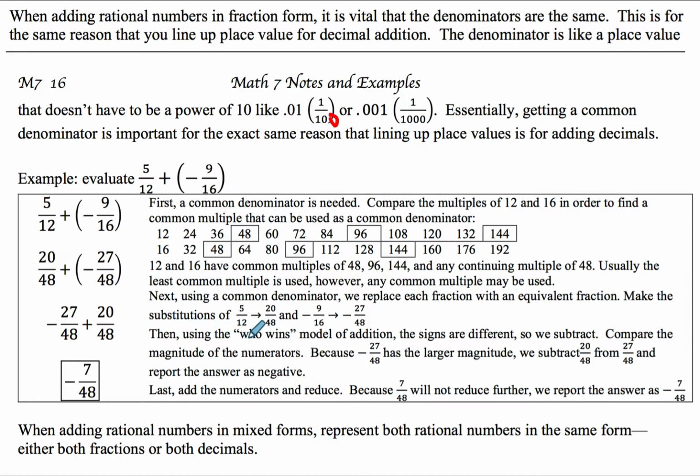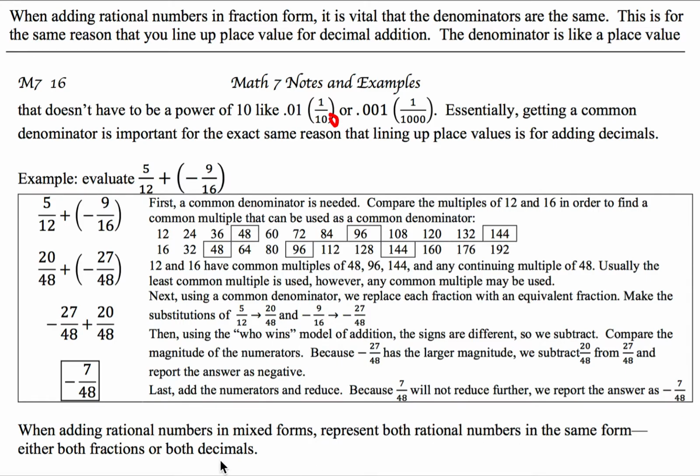Then, using the Who Wins model of addition, the signs are different, so we subtract. Compare the magnitude of the numerators. When the denominators are the same, you can just compare the numerators. Because negative 27 over 48 has a larger magnitude, we subtract 20/48 from 27/48 and report the answer as negative. Okay, so negative 27 plus 20 is negative 7. Good. And the common denominator stays the common denominator. Last, add the numerators and reduce. Because 7 over 48 will not reduce further, we report the answer as negative 7/48.